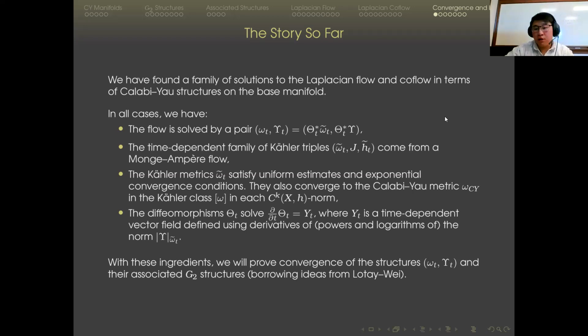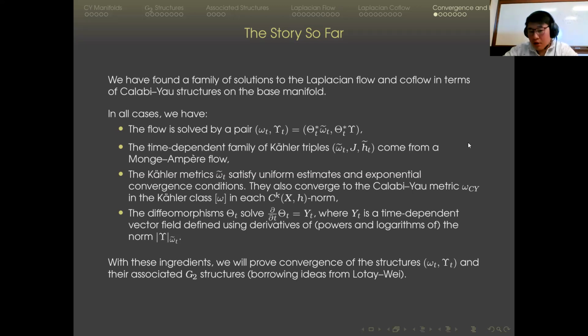The time-dependent family of the Kähler triples comes from some Monge-Ampère pair flow. We have two particular cases that it came from, and the Kähler metrics satisfy uniform estimates and exponential convergence conditions, right? Those came from the estimates at the start when we talked about the pair flows. And we know that they converge to the unique Ricci-flat Kähler metric in the cohomology class in each C^k norm. And the diffeomorphisms come from a time-dependent vector field, defined using some gradient of this norm function. Well, not just the norm function, but log or this to some power.